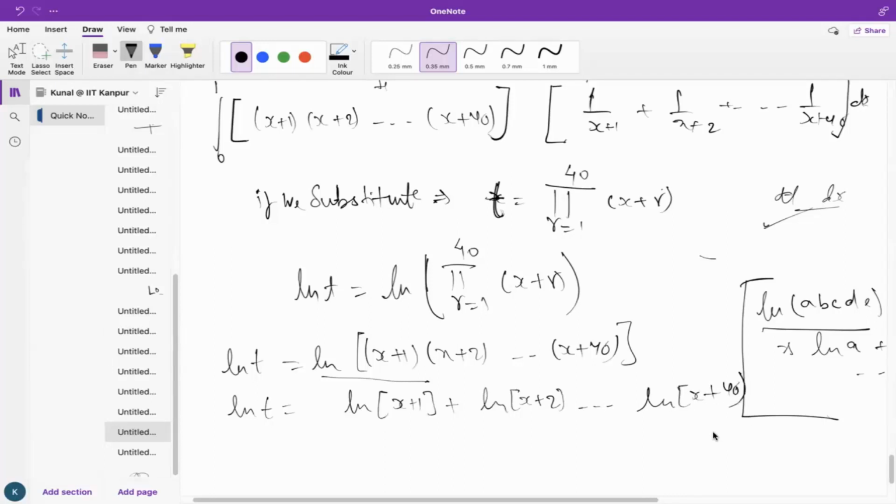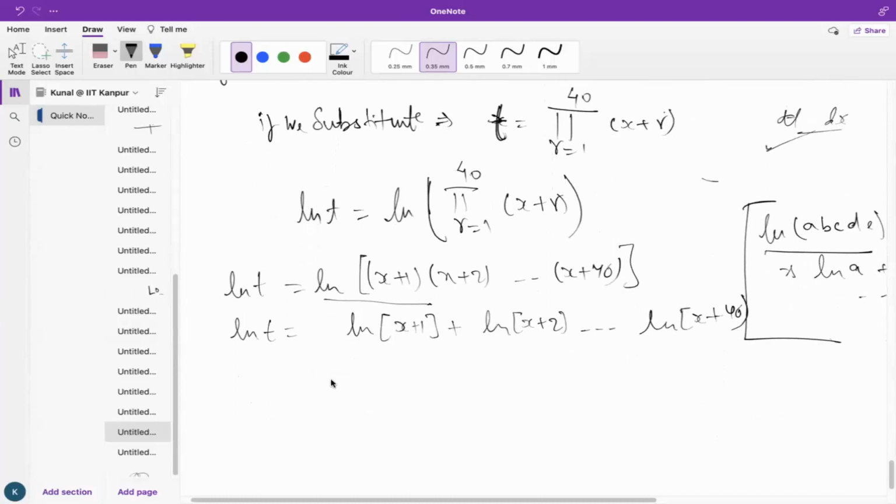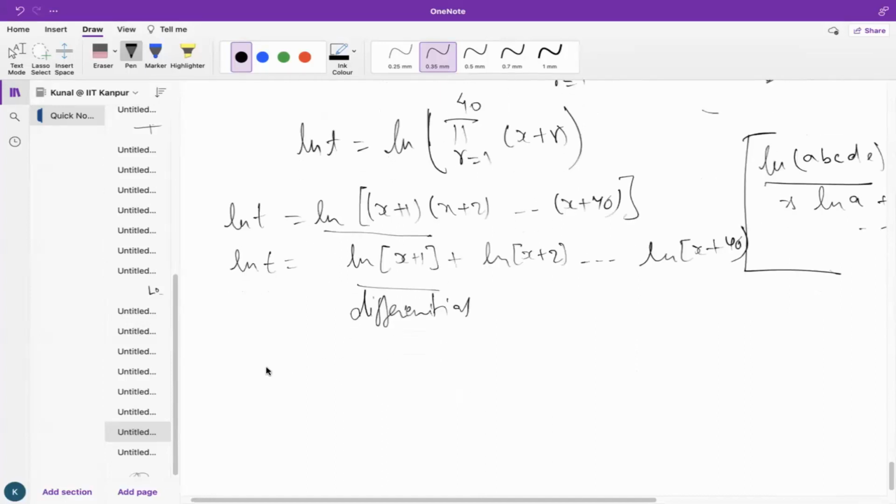Now just differentiate it. Now we can differentiate the log. What is the differentiation of log? Differentiation of ln t is 1 by t. So 1 by t dt is equal to 1 by x plus 1 dx, plus 1 by x plus 2 dx, dot, dot, dot, plus 1 by x plus 40 dx.